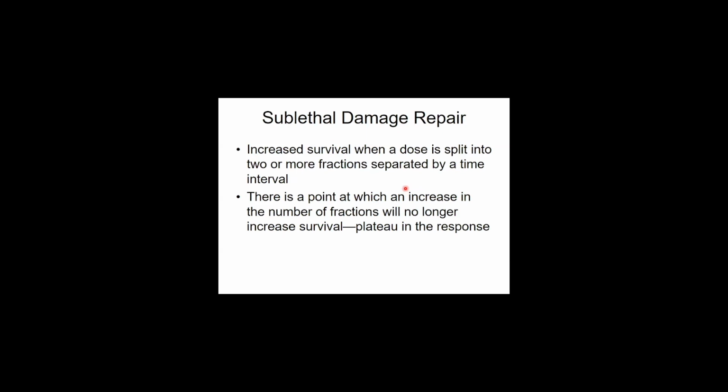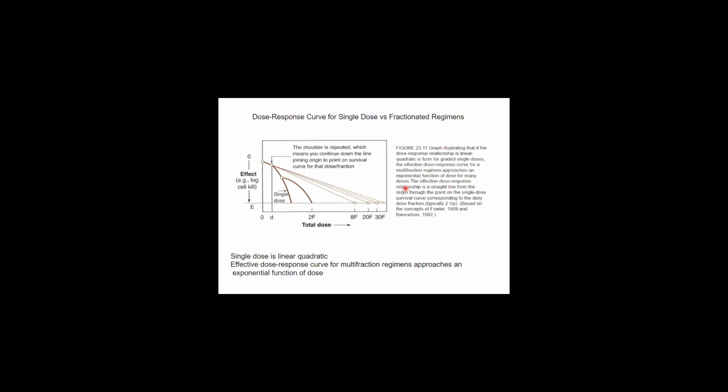It's defined as the increase in survival when a dose is split into 2 or more fractions that are separated by some unit of time. There will be a point at which you can increase the number of fractions and you will not increase survival. So there is a plateau in the response. Let's look at that first.